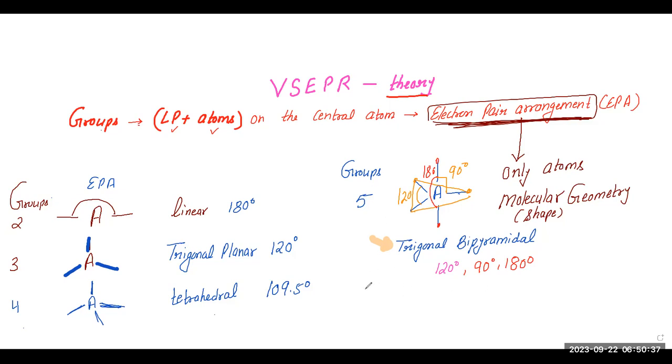Now last group is group 6. In group 6, central atom A is surrounded by 6 groups. So 4 are in the plane. And what is this plane called? Square planar. This is square planar, square base. Then one standing on the top, another standing at the bottom. So here also you can see two pyramids. The base is square. This is the base.